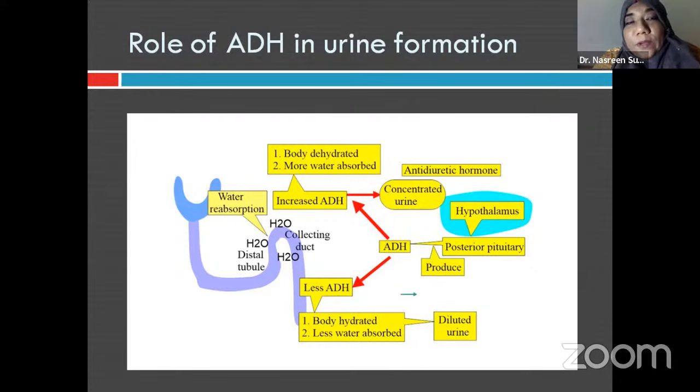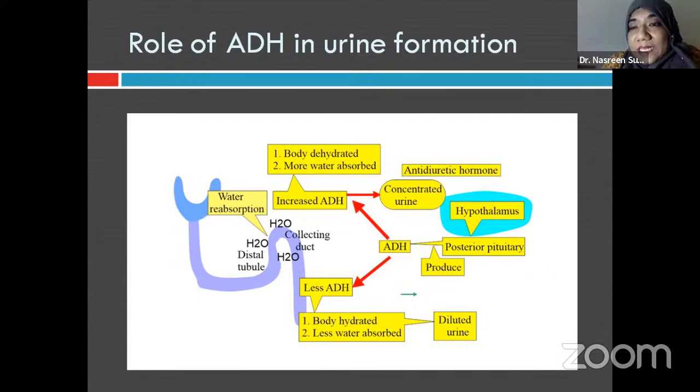Then you have one question, which is the role of ADH in urine formation. If you know urine formation, you need not study separately about the ADH. But as he's asking like this, I just want to tell you what to write in it. So what is ADH? ADH is an antidiuretic hormone, which is also called vasopressin.